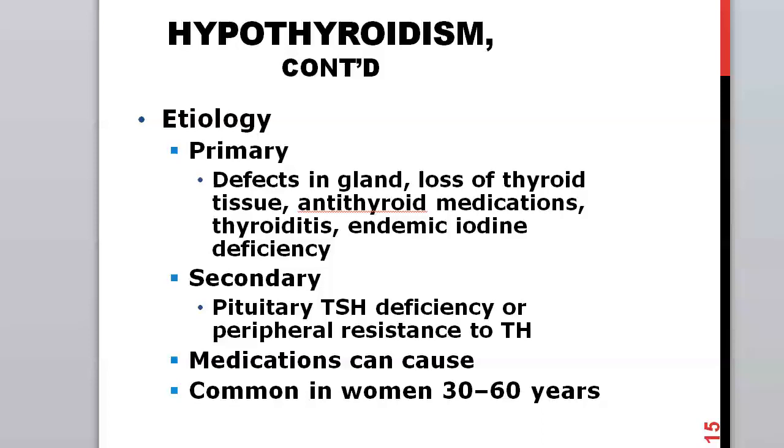And again, the secondary is a problem with the pituitary. And it will be a problem with pituitary TSH deficiency or a peripheral resistance to the thyroid hormones itself. Okay? This can occur anytime in life, but it's more common in women between the ages of 30 and 60 years old. The incidence will rise after a person reaches age 50. A lot of people ignore these signs and symptoms of hypothyroidism because they think it's more of symptoms that are associated with getting older. Okay.